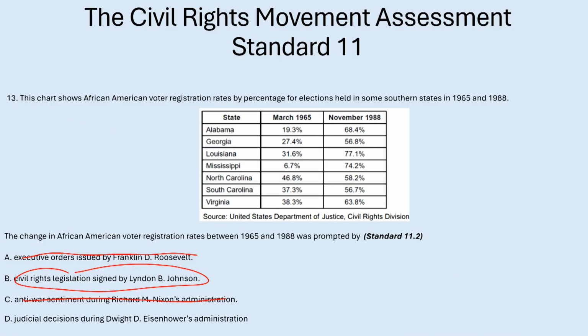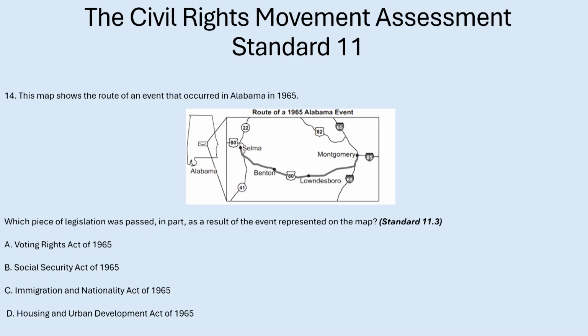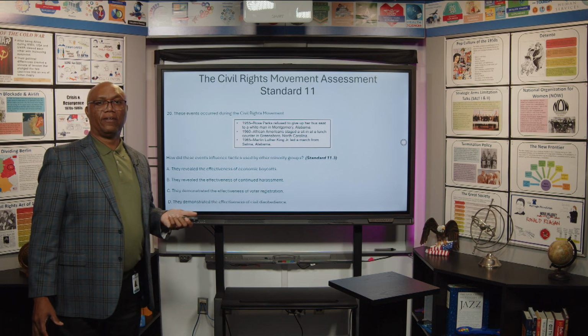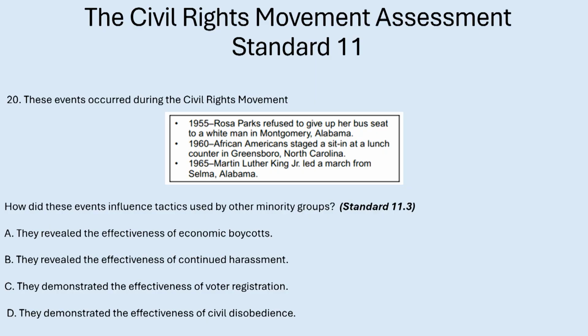Once again, if you know the facts, you'll be in good shape. But if you don't know the facts, you're in trouble. This map shows the route of an event that occurred in Alabama in 1965. Okay, so Selma, I already know a little bit about what happens in Selma. Which piece of legislation was passed in part as a result of the event represented by the map? Well, I know the Selma March was about voting rights. Yeah. Ain't hard if you know stuff. So you gotta learn those facts.